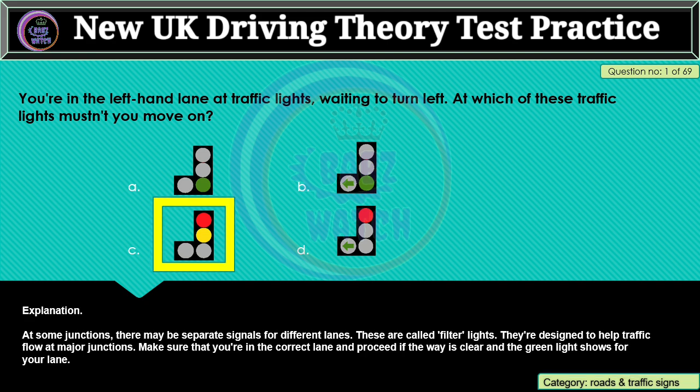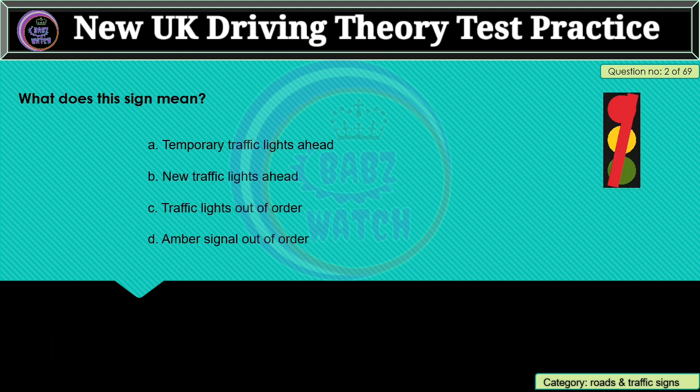Explanation. At some junctions, there may be separate signals for different lanes. These are called filter lights. They're designed to help traffic flow at major junctions. Make sure that you're in the correct lane and proceed if the way is clear and the green light shows for your lane.